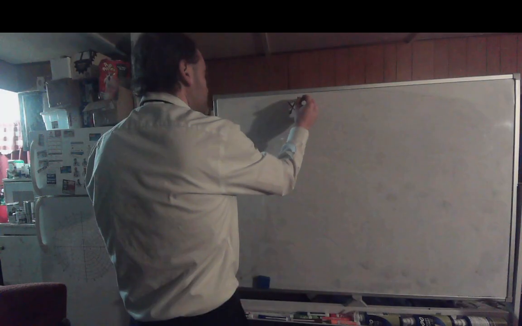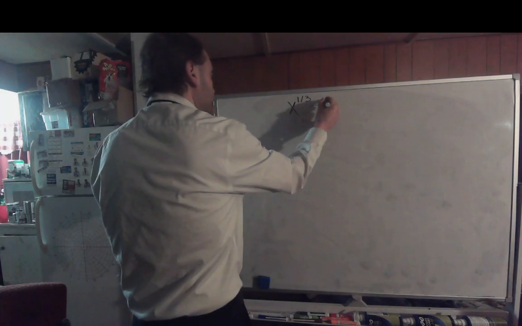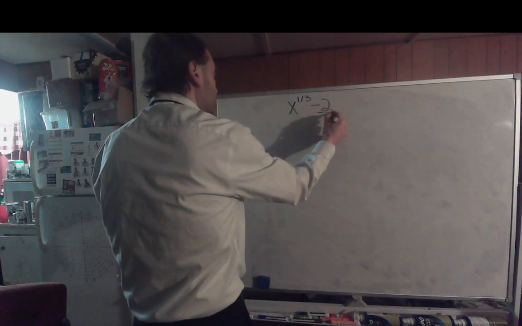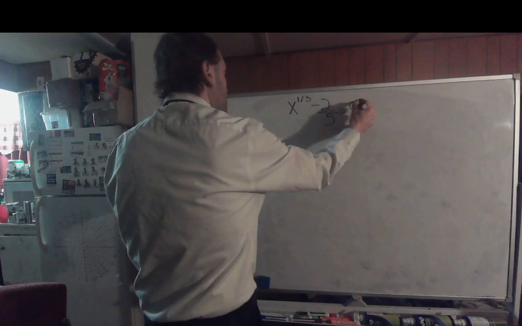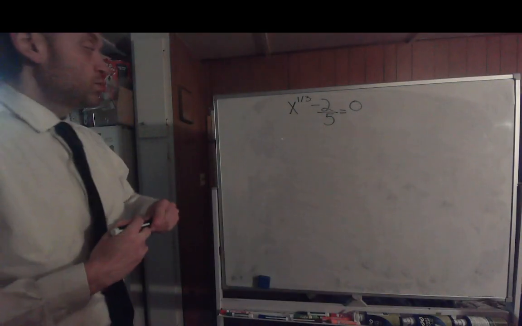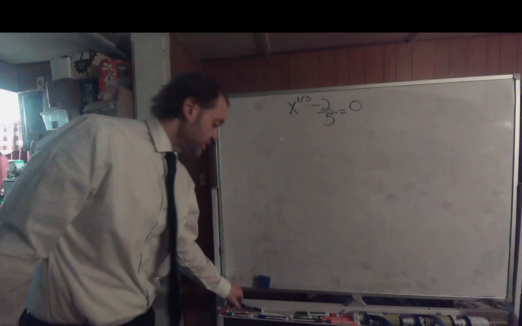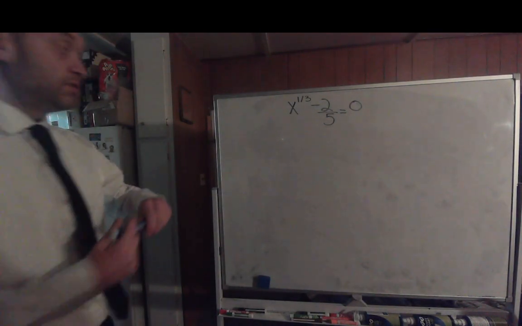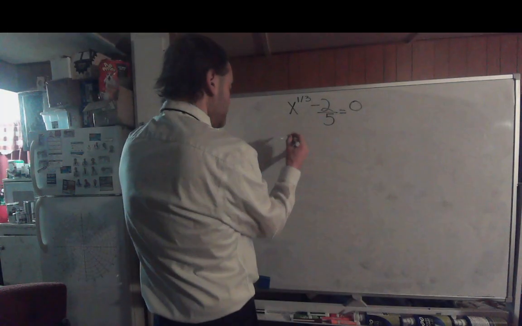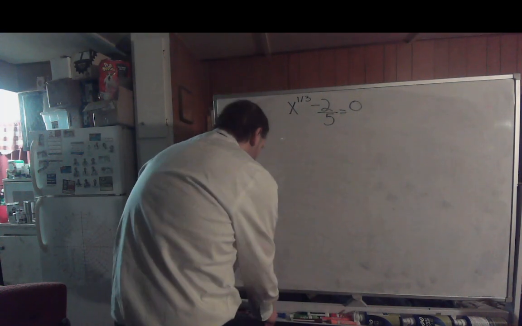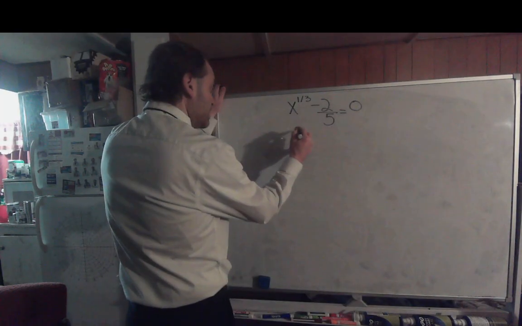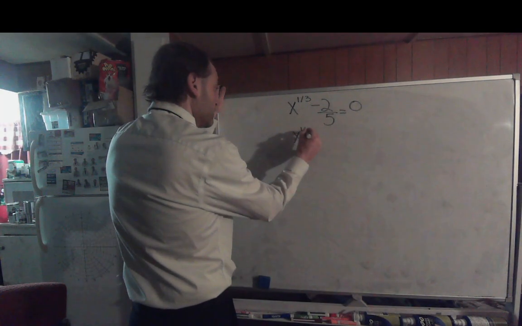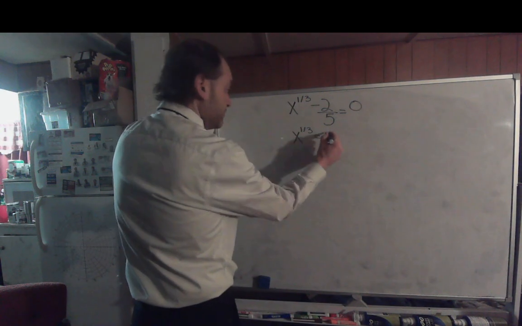Alright, we have x to the 1/3 minus 2/5 equals 0. Well, I would definitely get that x to the 1/3 by itself. So x to the 1/3 would equal 2/5.